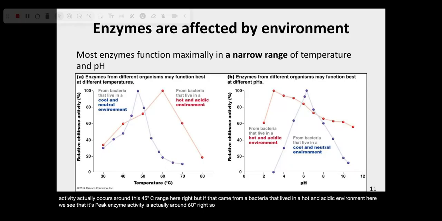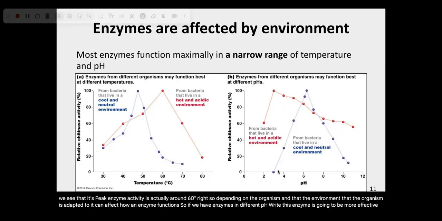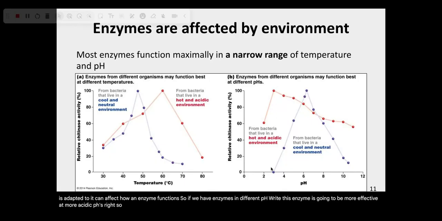So depending on the organism and the environment that the organism is adapted to, that can affect how an enzyme functions. Same with pH. If we have a bacteria that lives in a hot and acidic environment, this enzyme is going to be more effective at more acidic pHs, so like a pH of 2.5 or 3. Now, if we have this enzyme coming from a very neutral environment, we can see that this enzyme is most effective around that neutral number of around 7.